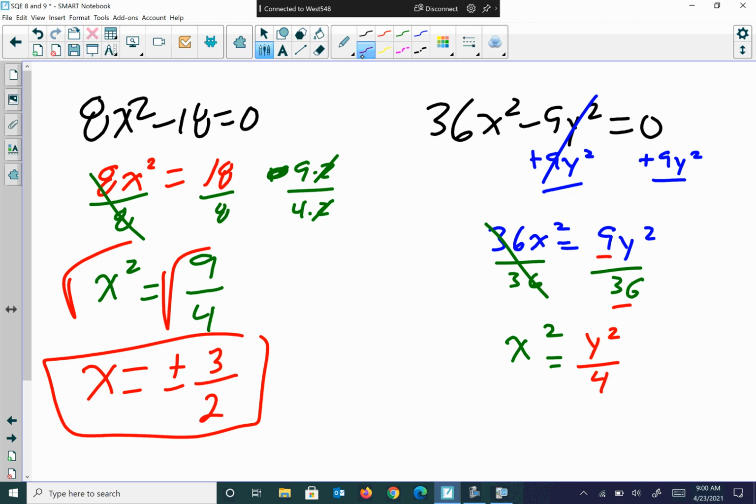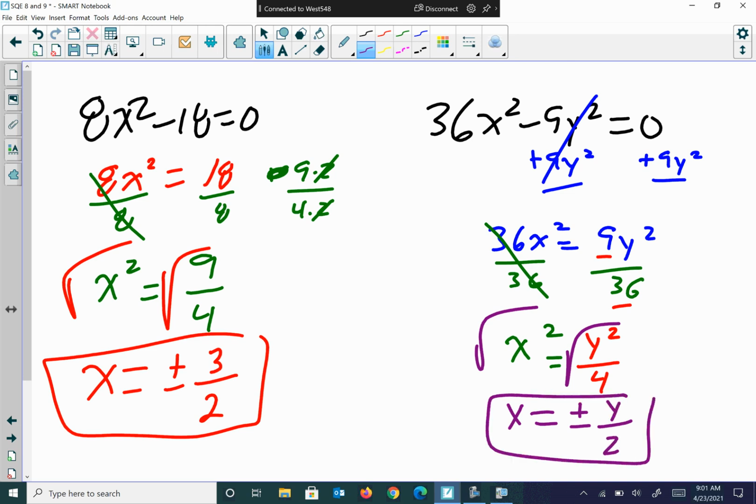I want to get x by itself. If I root, don't forget the plus minus. Square root of y squared is y, and square root of 4 is 2. Done. Yee-haw. Life is good.